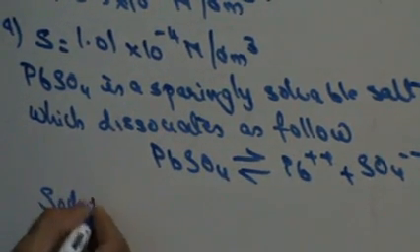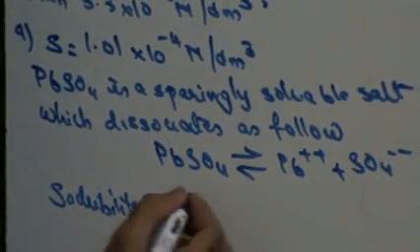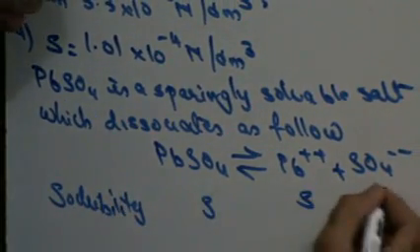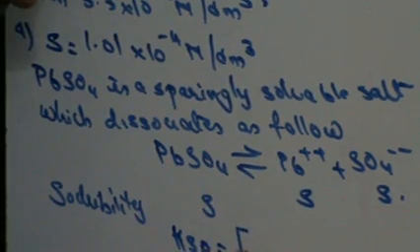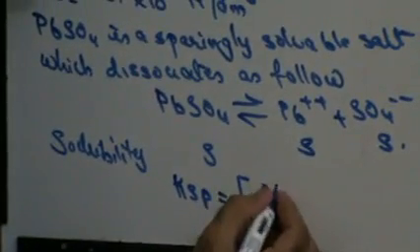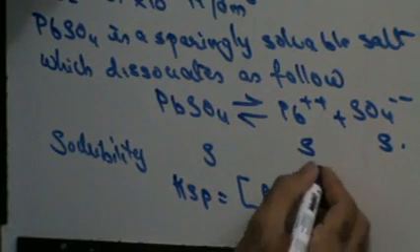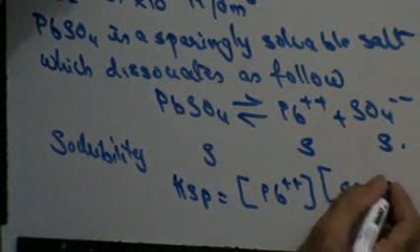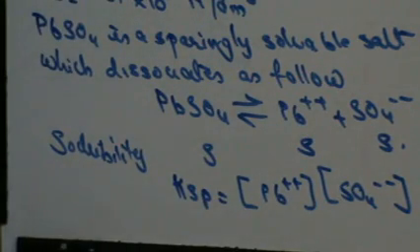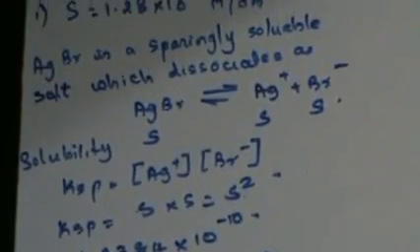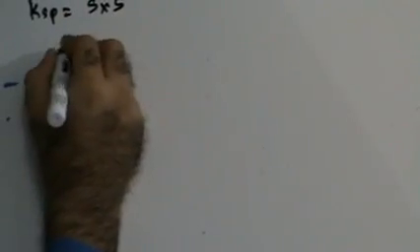Solubility. Let's assume solubility of lead sulfate as S. So solubility of lead and sulfate ions both will be S and S. We know that solubility product is nothing but active mass of lead into active mass of sulfate ions, right? So in that case you will get KSP. I can say that therefore KSP is S into S, which is S square.